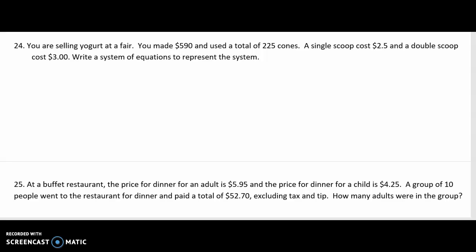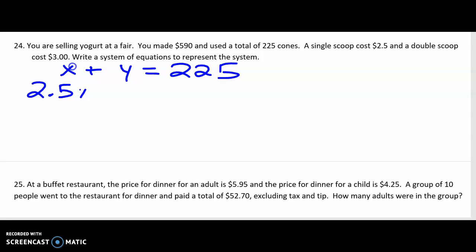If I do the cones first, my single scoop cones plus my double scoop cones is going to be my total number of cones that are used. So I'm going to use 225 of them. Finally, I have my money problem. Each single scoop cone costs $2.50. Each double scoop cone costs $3. And finally, I made $590 off of it. So that is what day 2 looks like.